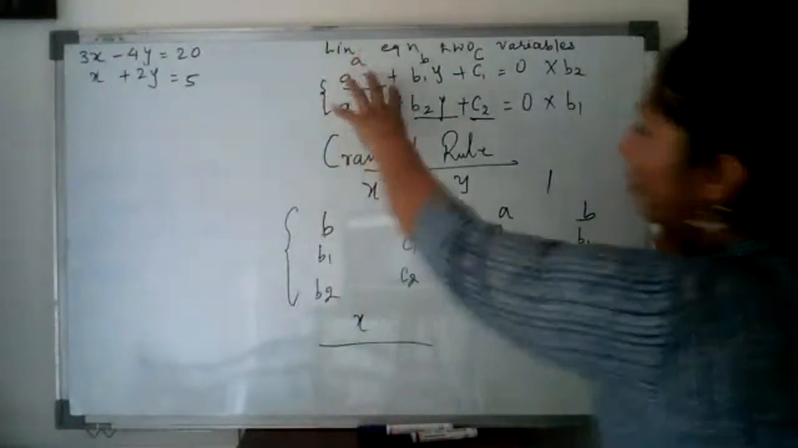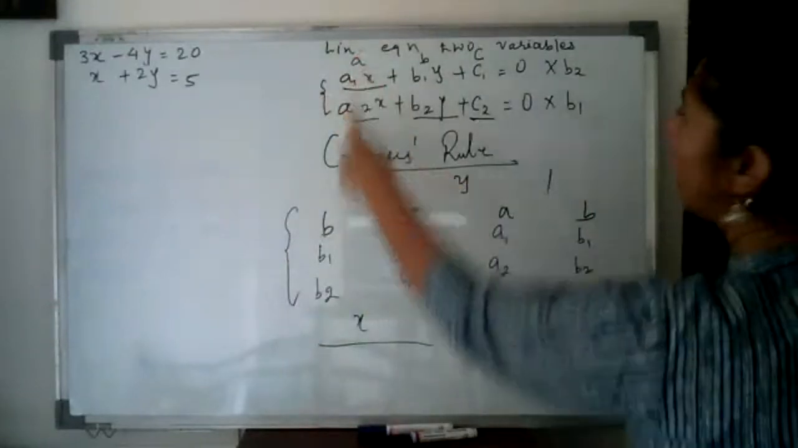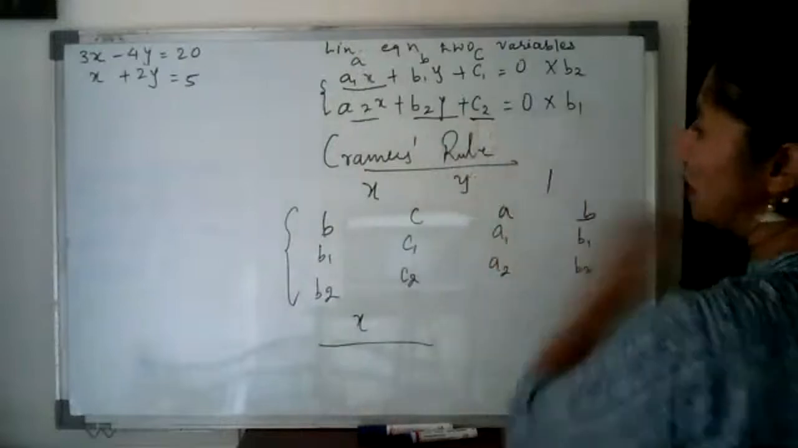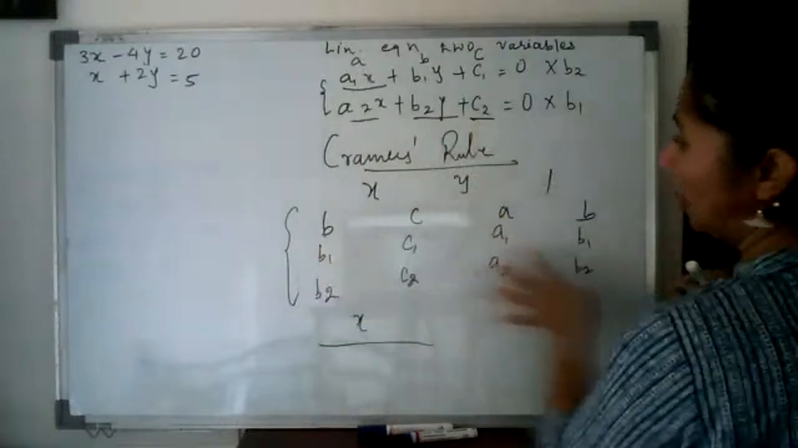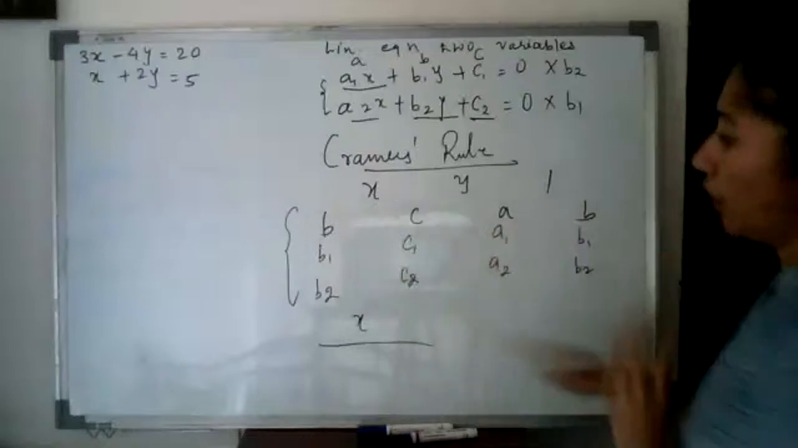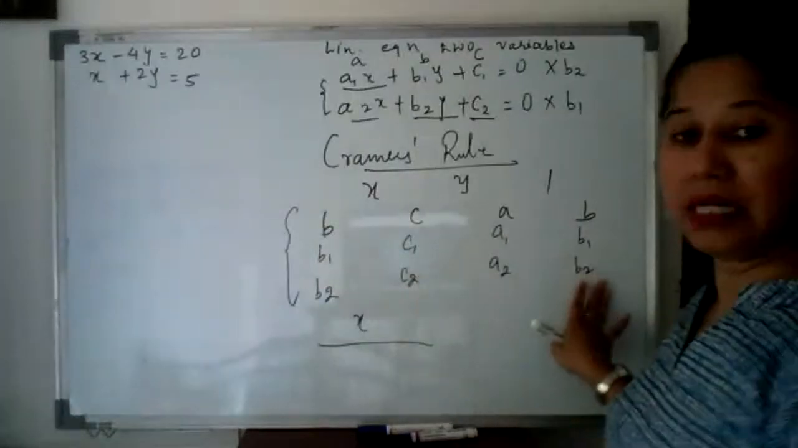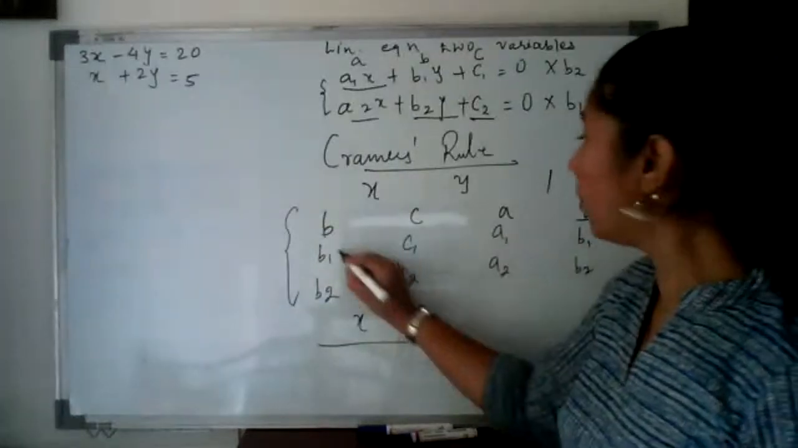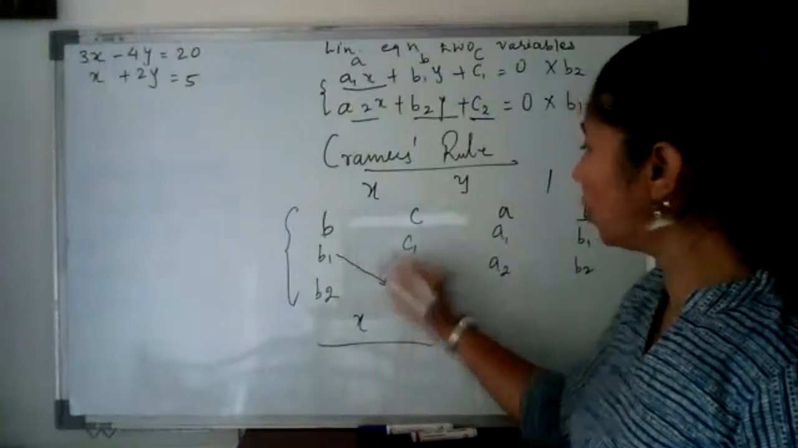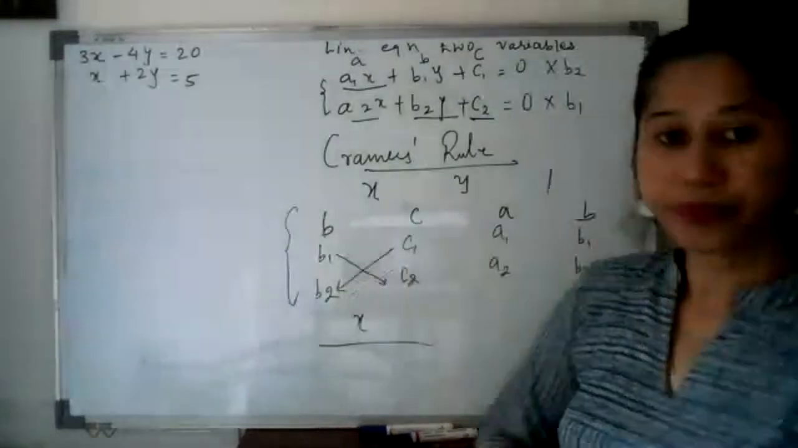So whenever you compare it with the general form, instead of writing a1, a2, b1, b2, c1, c2, you write it down like this. Directly you will bring this form: b, c, a, and then one more item. Then what are you going to do? You will do cross multiplication.